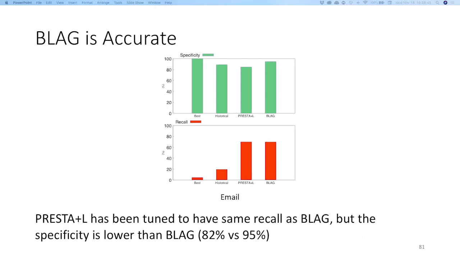To check the performance against Presta, we tuned the performance of Presta to have the same attack detection capability as that of BLAG. So they have the same exact recall, and we measured the change in specificity. What we observed is that Presta has a very low specificity of 82% when you compare it to that of BLAG, which has 95%.